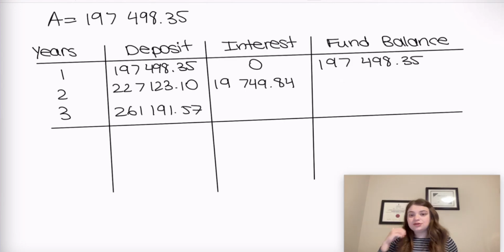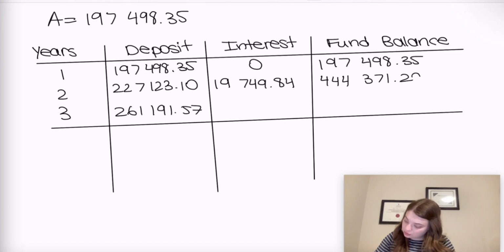Okay, next I need to find the new fund balance. So basically the new fund balance in year two is going to be the previous fund balance. We still have all the money that we had the previous year, plus we have interest. So we have the $197,498.35 from the previous year, plus we have the interest, which is $19,749.84. Plus, we have $227,123.10. So all of that together is $444,371.29.